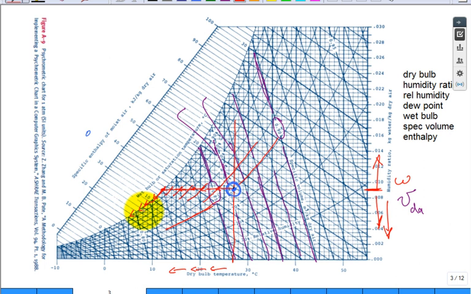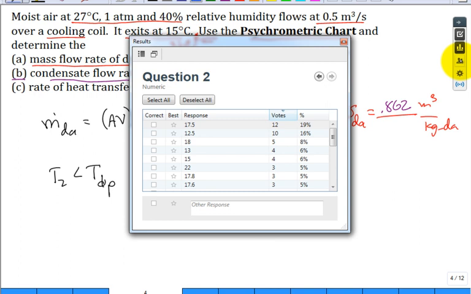So at this point, you can kind of read the temperature along this line, or it's even better just to drop down and then read it that way. Because at that point, the dry bulb, dew point, and wet bulb temperature are all the same at 100% saturation, you know, saturated air, 100% relative humidity. Well, I thought it was around 13 or 12. Oh, 12.5. Yeah, 12.5 we take. Are there any other good candidates up here?